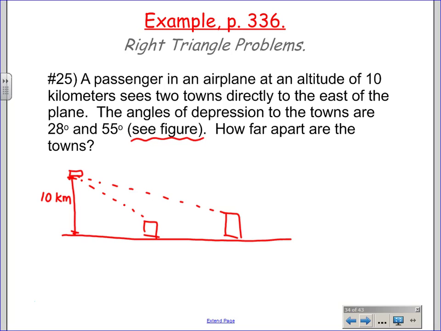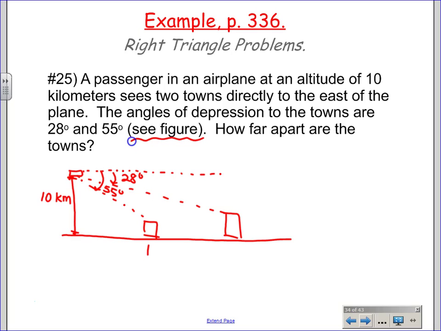Looking down. Well, how do you look down? The town can look up to the plane, but can't the plane also look down? Could this be a passenger's line of sight out the window of the plane, looking down to town 1 and down to town 2? Which one's this guy? The little baby one, 28. Which is this guy? Must be the bigger one, 55.